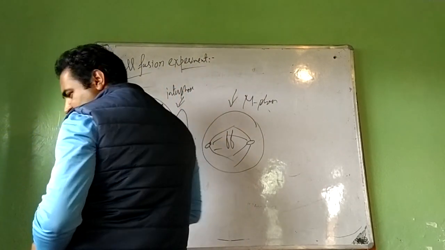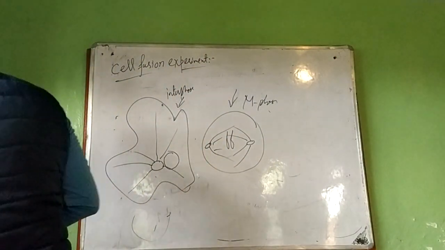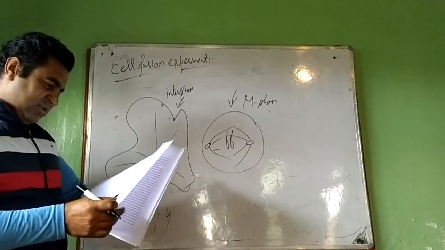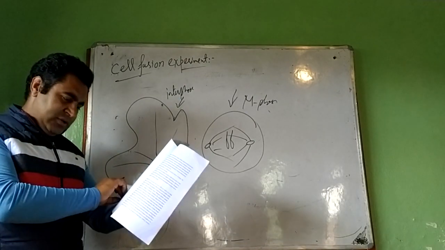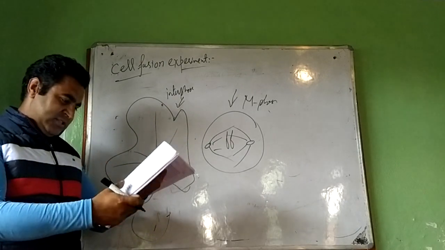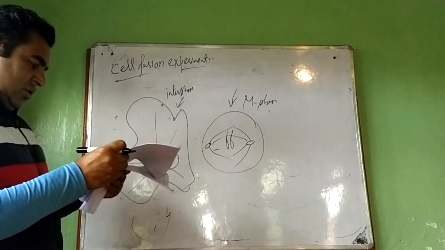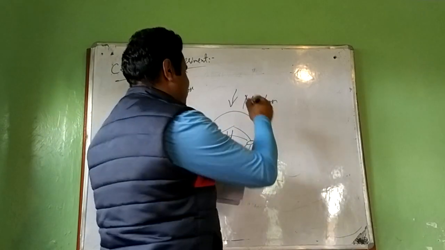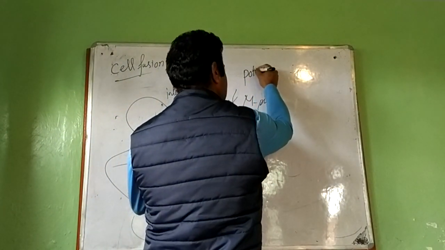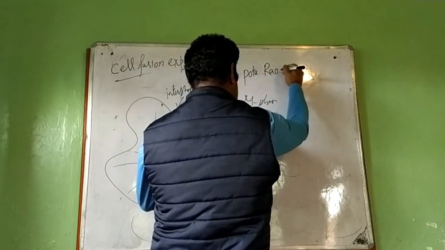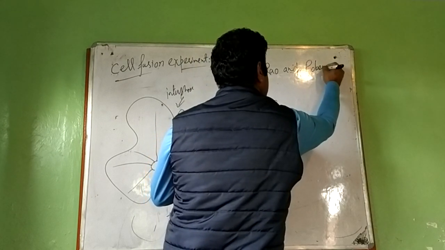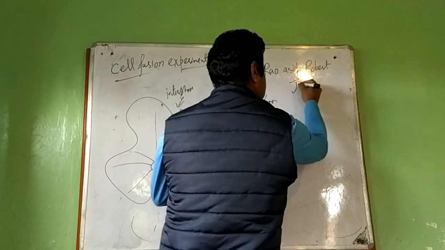The cell fusion experiment is one of the greatest experiments in this field. The scientists who performed this experiment were Potu Rao and Robert Johnson in the 1970s.